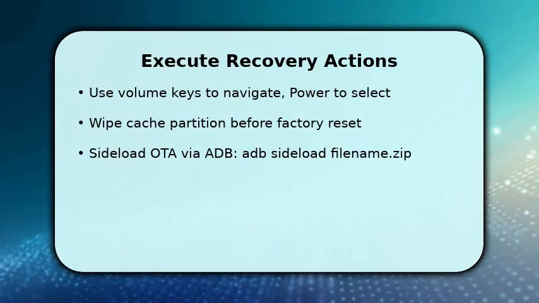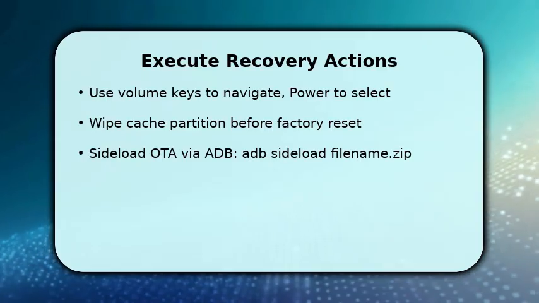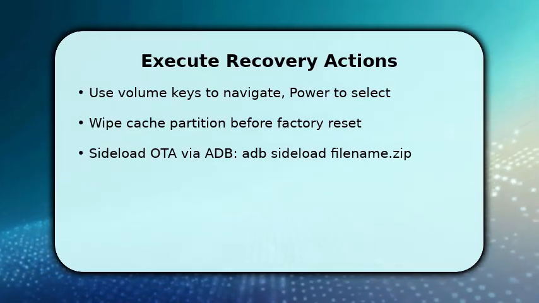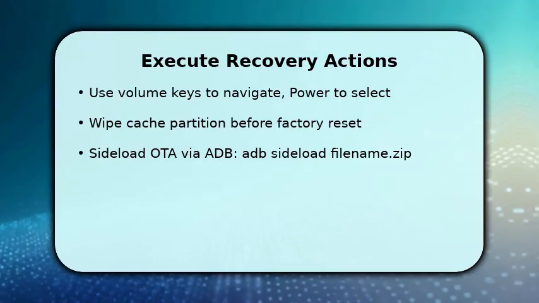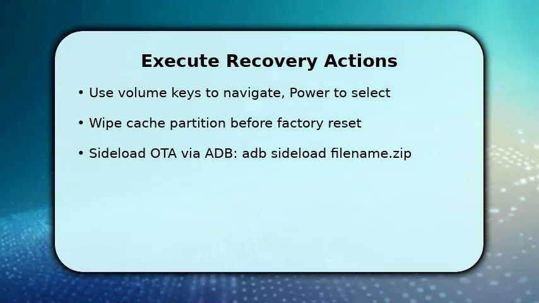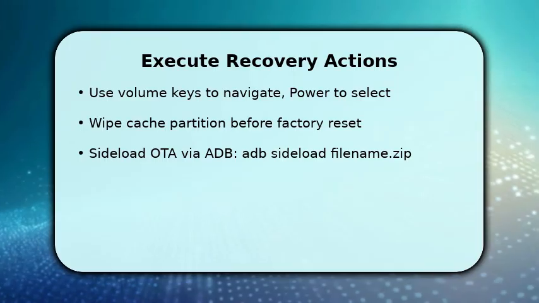Once in recovery, navigate with volume keys and select with power. You control every action. Start by wiping the cache partition to remove temporary files that cause boot loops. This preserves user data. If the problem persists, use ADB sideload to apply a verified OTA zip.